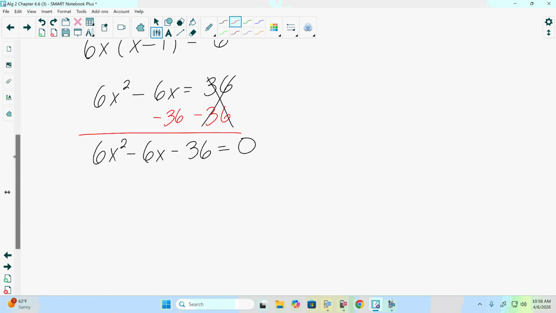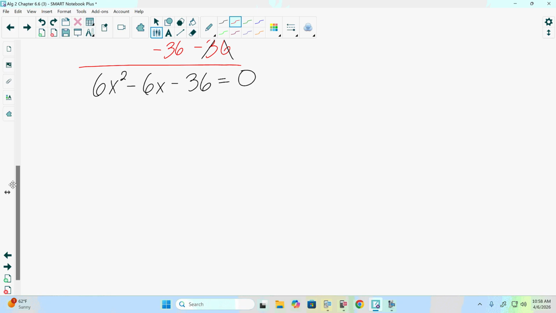So here, we could factor that 6 out, or we can divide everything by 6. We can remove that greatest common factor. We can get rid of it.